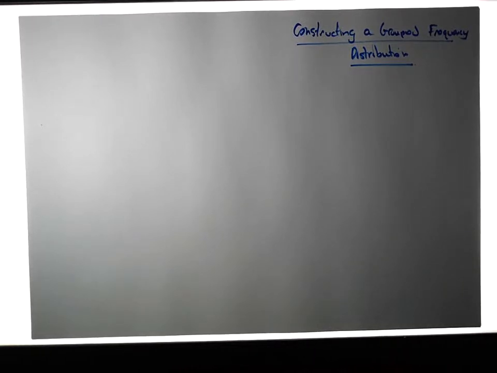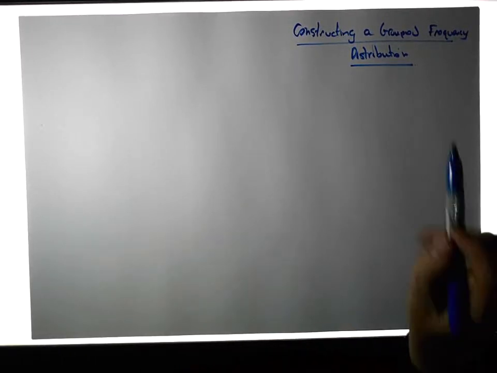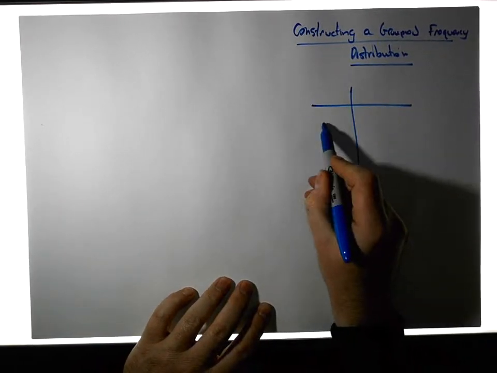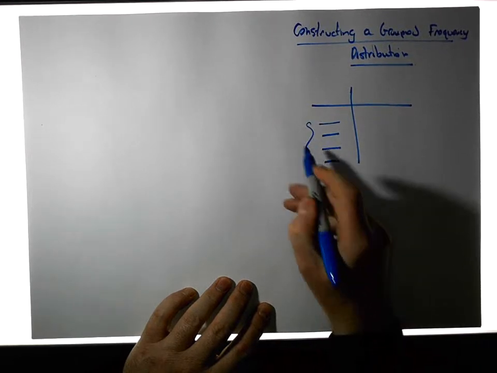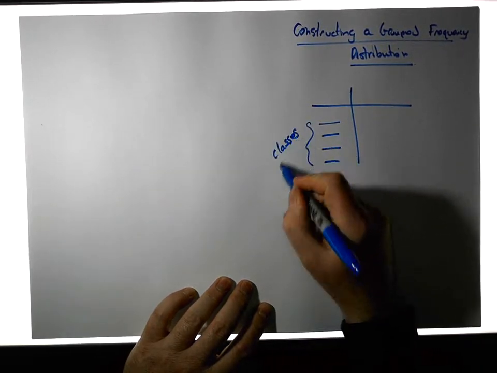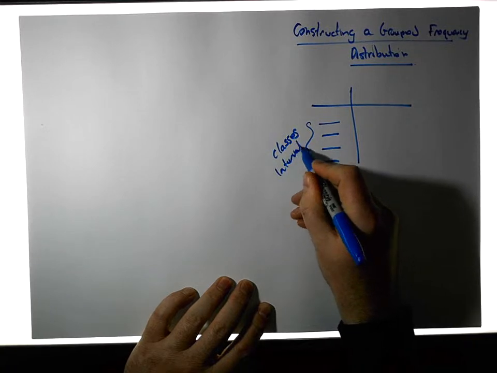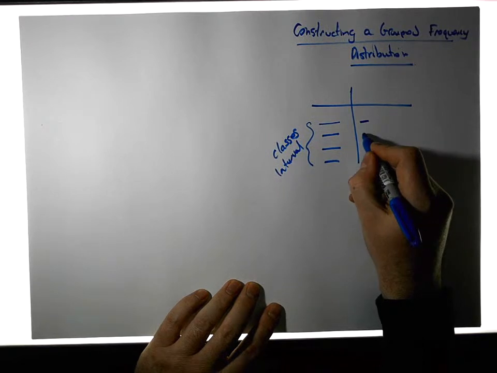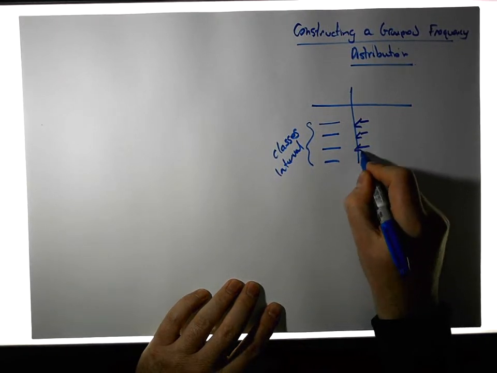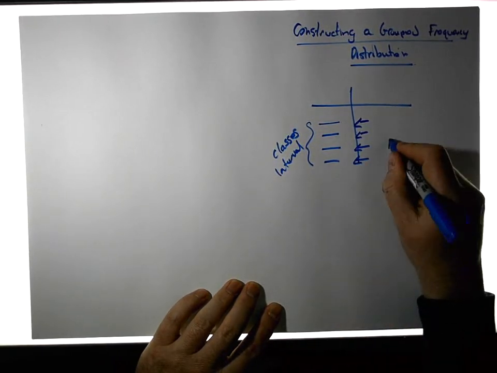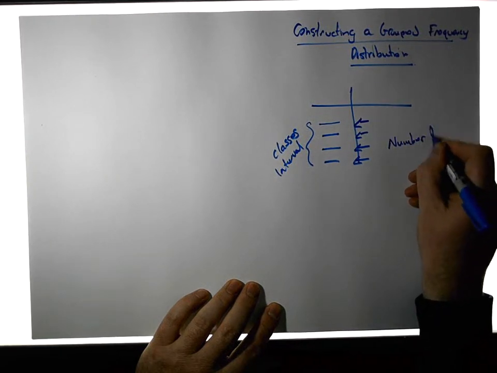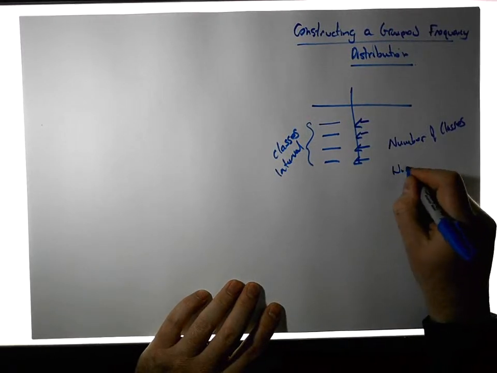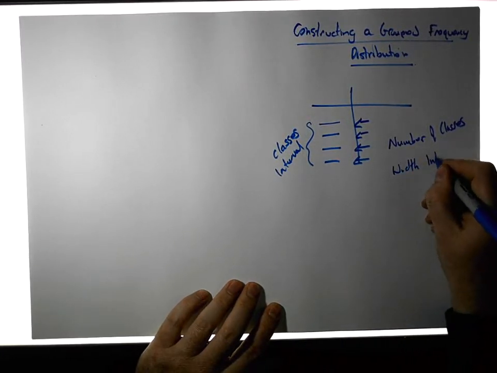Okay, brilliant, Gemma. Just got your response there. So in constructing a group frequency distribution, we have, don't forget, classes. These are the classes, or the intervals. And there's two questions we need to ask. The first question is how many of these do we have or require? So the number of classes, or the number of intervals. And the second question is the width: how wide should the intervals be?